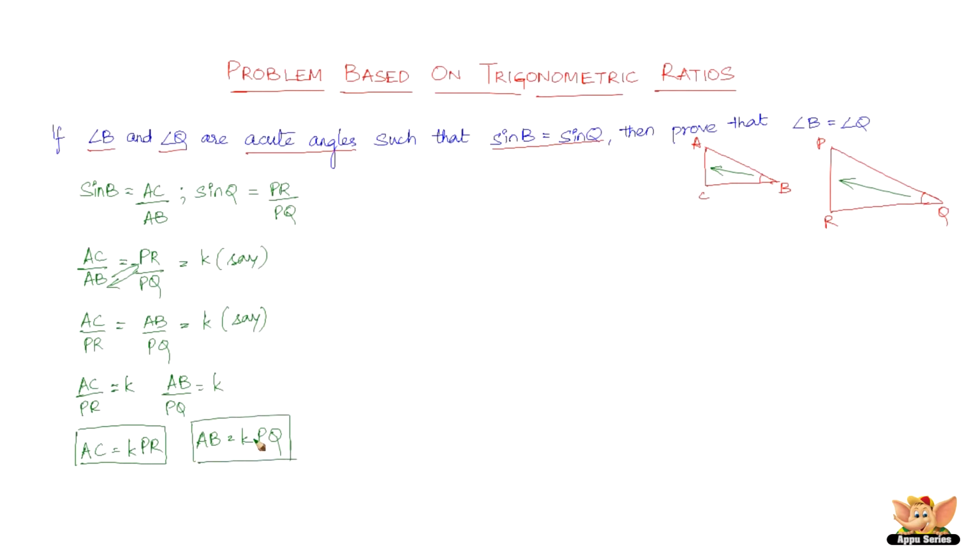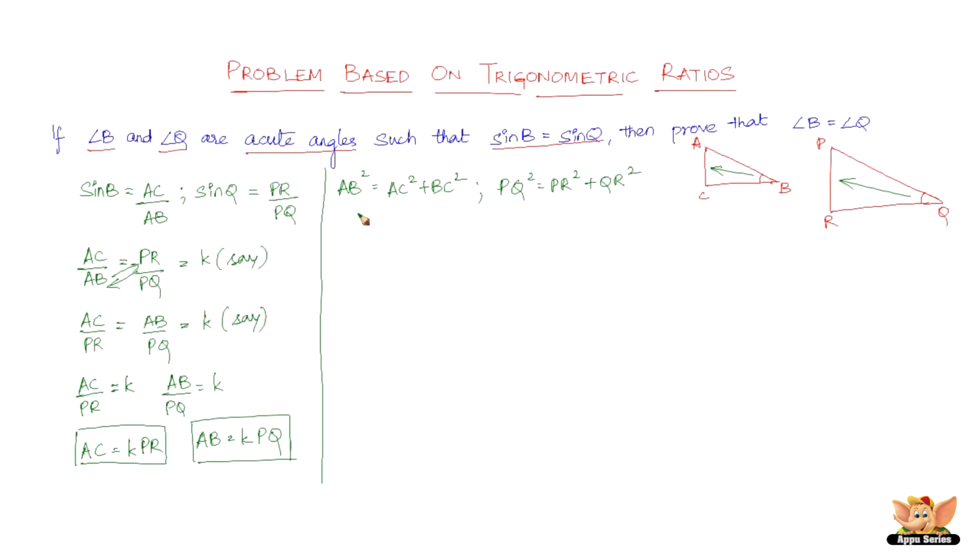So now let's use the Pythagoras theorem on both these triangles. Considering the triangle ABC, we've got the hypotenuse square equal to the sum of the squares of the other two sides. So the hypotenuse is AB. So AB squared equals AC squared plus BC squared. And then for the other triangle, PQ squared equals PR squared plus QR squared.